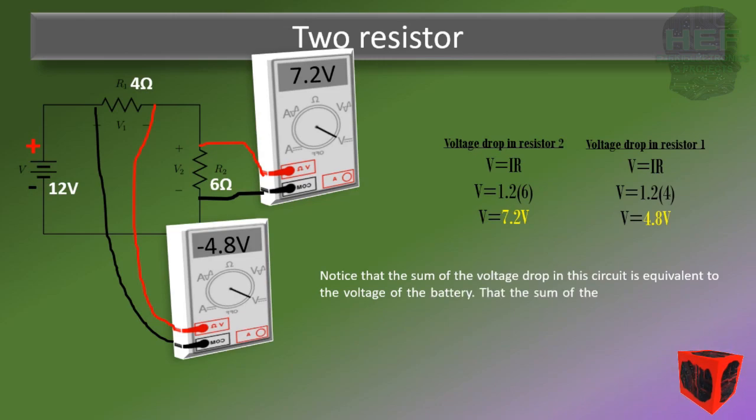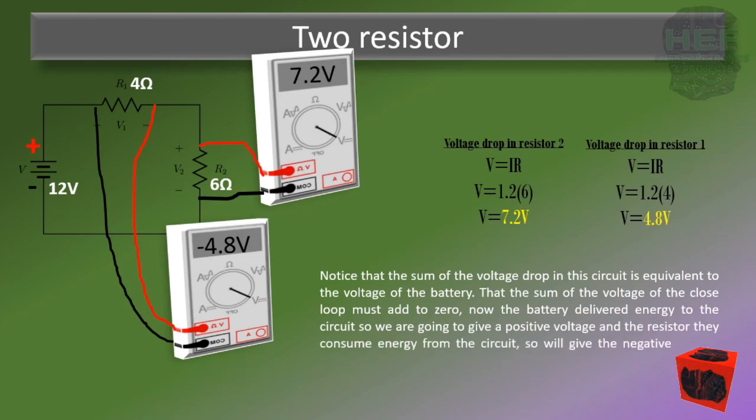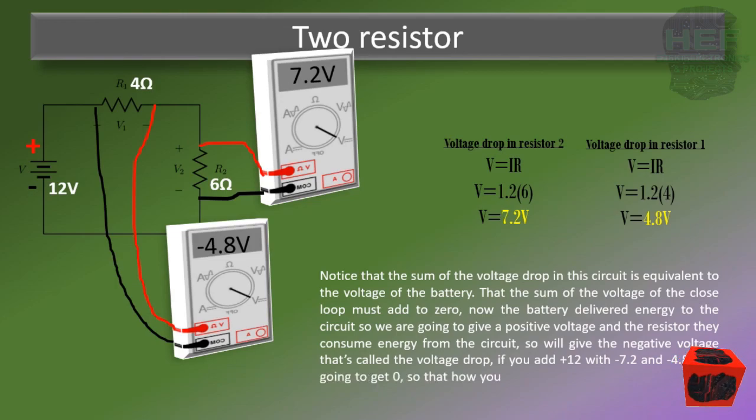That the sum of the voltages around a closed loop must add to zero. Now the battery delivers energy to the circuit, so we're going to give it a positive voltage. And the resistors, they consume energy from the circuit. So we'll give it a negative voltage. That's called the voltage drops. So if you add positive 12 with negative 7.2 and negative 4.8, you're going to get 0. So that's how you can calculate the voltage drop across the resistor in a circuit like this.